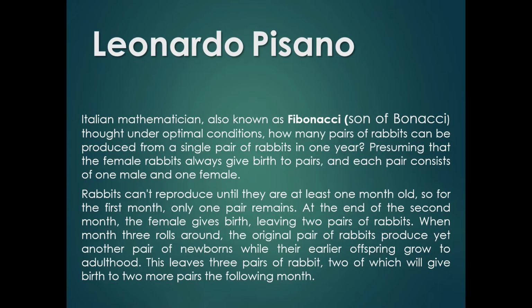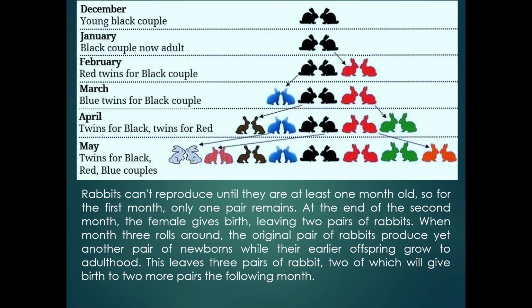Okay, and this continues. So we can put this picture up. Suppose in December there is this young black couple, in January the black couple is now adult. So in February, these black rabbits give birth to this red pair. I put different colors so that you can remember this is the first set of offspring. Then the next set of offspring, maybe we put as blue rabbits, and so on. It's not really colorful rabbits, just to keep it simple, understandable. Okay, so in February, now there are two.